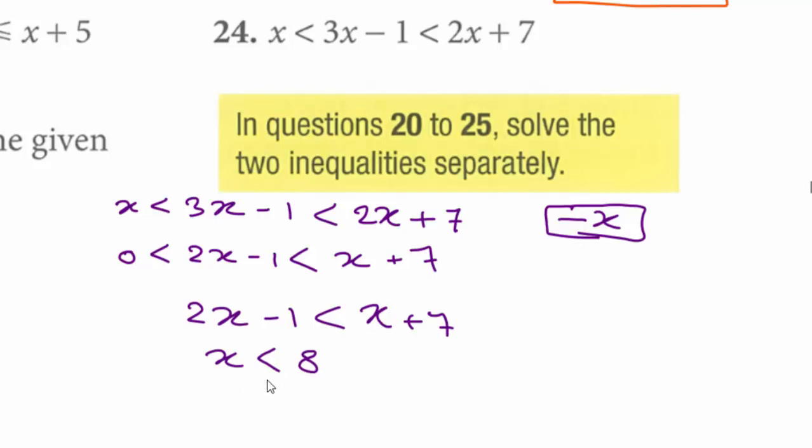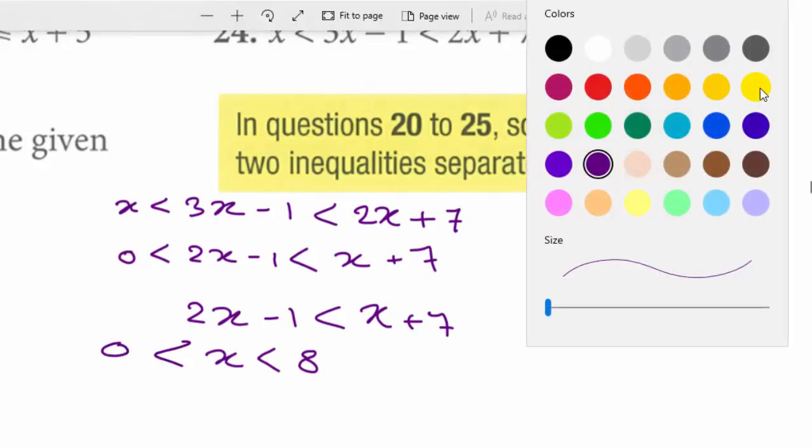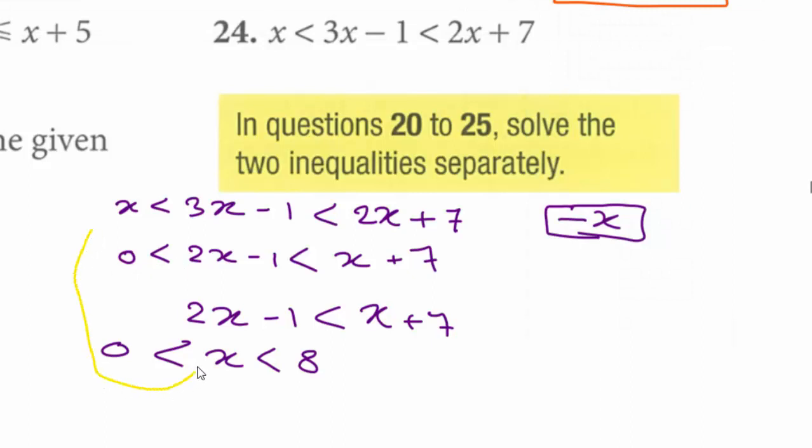Can x be more than 8? No. If we put more than 8, for example 9, it doesn't satisfy this inequality. 2 times 9 is 18, minus 1 will be 17. 9 plus 7 will be 16. So we cannot have the side less than this one according to this symbol. So the solution is x is less than 8. To represent this on a number line, x must be more than 0, we remember this. We ignored it, but it still affects the answer.